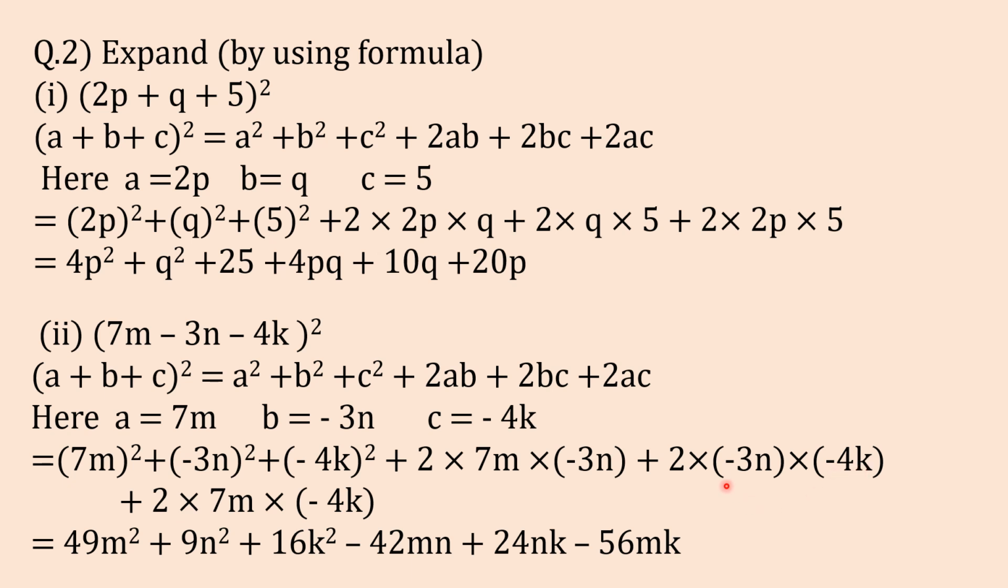So minus into minus, you know, it will become plus. So you'll just multiply the numbers. You'll get 24nk. Then the last part, that is 2 into ac, you'll solve. That is 2 into 7m into minus 4k. You'll get minus 56mk. So this is your answer.